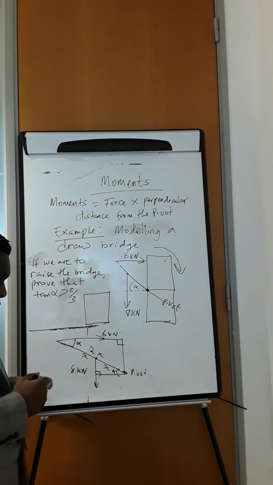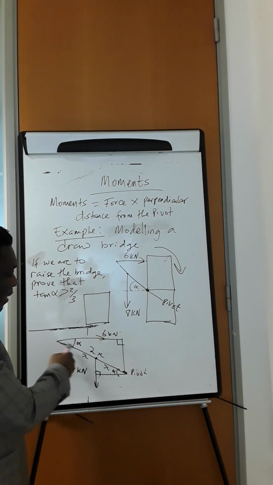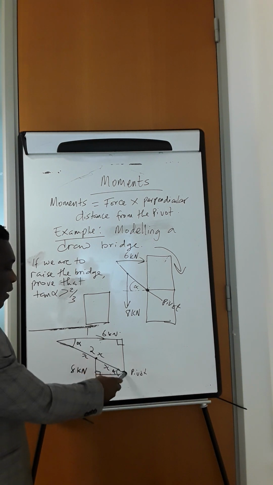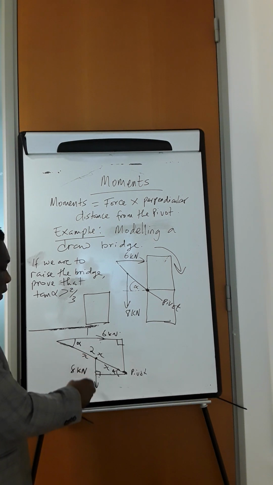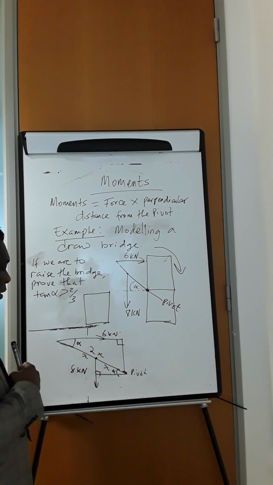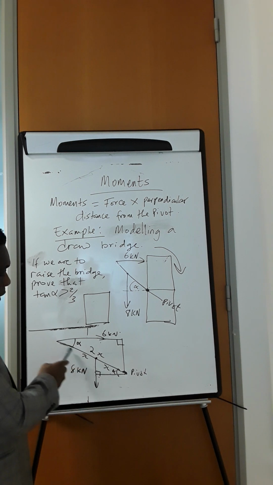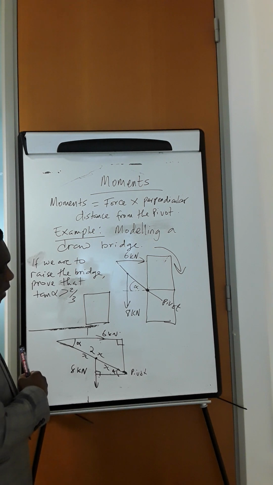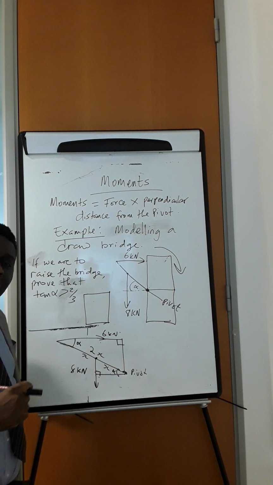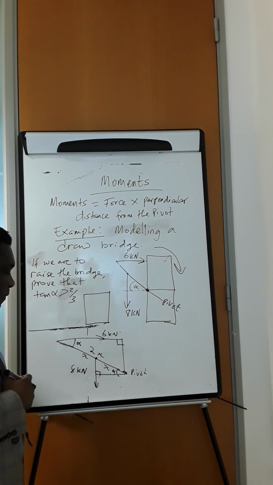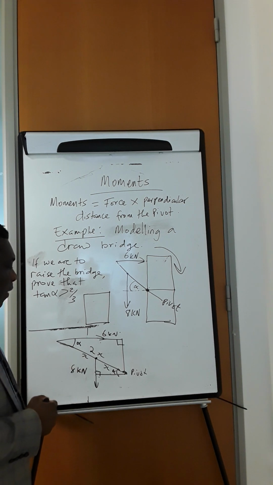Now, the length of the bridge is 2x because the weight acts exactly in the middle, and there will be x, which is half of the length, and another x, half of the length. So 2x is actually the total length of the bridge. So we have to calculate the perpendicular distances of each of the forces from the pivot.